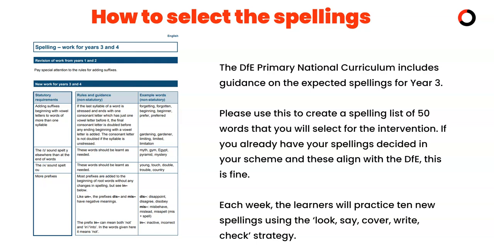So how to select the spellings. The DFE Primary National Curriculum includes guidance on expected spellings for Year 3. Please use this to create a list of at least 50 words that you will select for the intervention. If you already have your spellings decided for your scheme and these align with the DFE, this is fine. Each week, the learners will practice a minimum of 10 new words using the Look, Say, Cover, Write, Check spelling strategy.